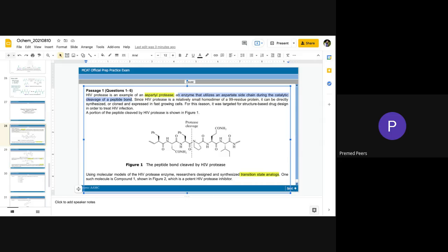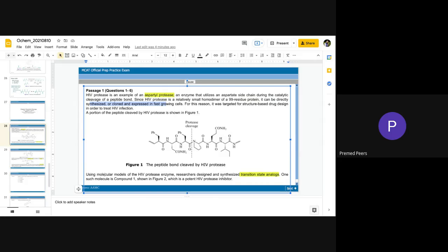Okay, and then I was like, cool. And then it says, since it is relatively small, it's describing the structure of this protein, and talking about the benefit of why it's a good drug. I'm like, okay, cool, but none of that matters to me.